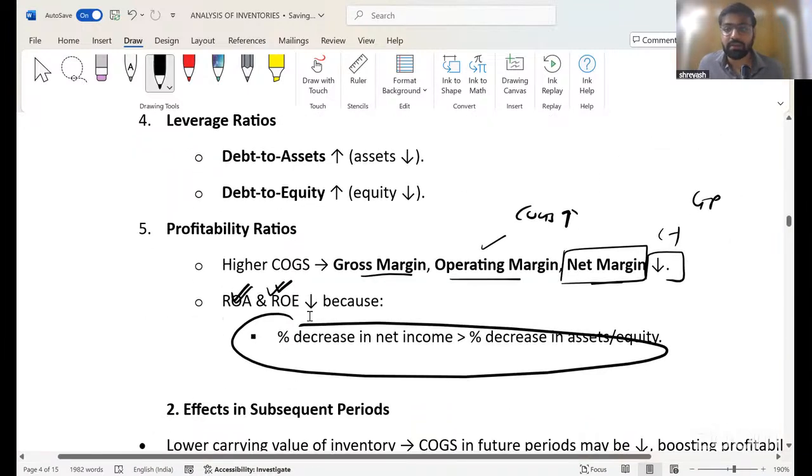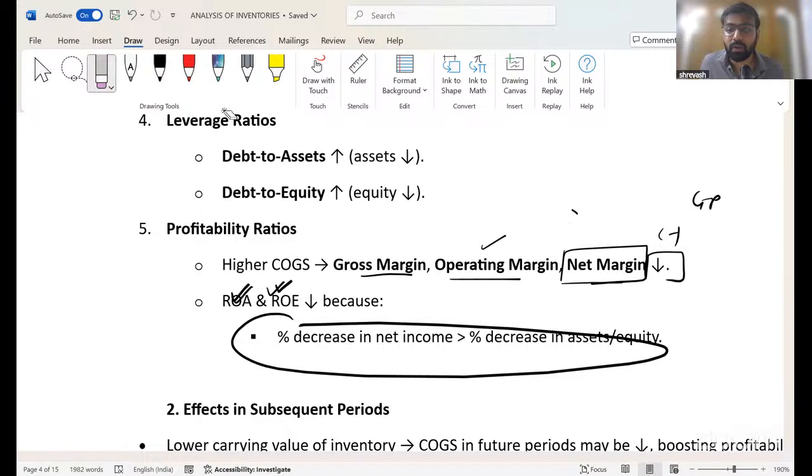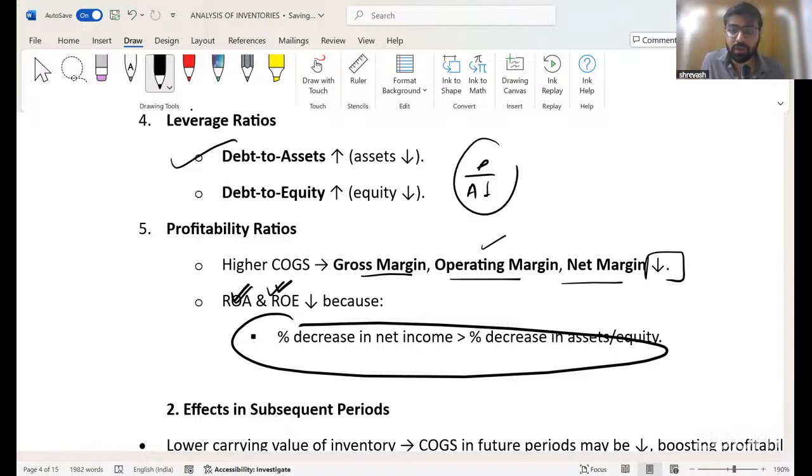What happens to the leverage ratios? So, the debt to asset ratio will go down. Why? Because assets are going up. Sorry, because assets are going down. My bad. That is what will happen, right? So for the debt to asset ratio, sir, assets are going down, so the overall ratio will go up because the denominator is going down.